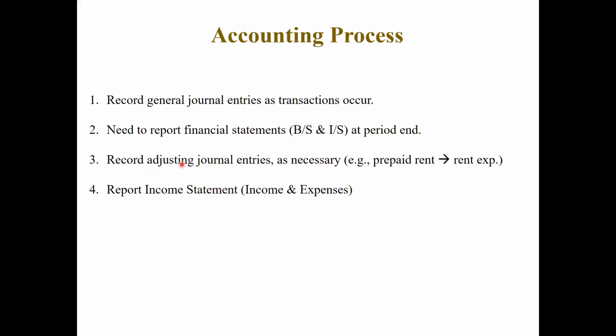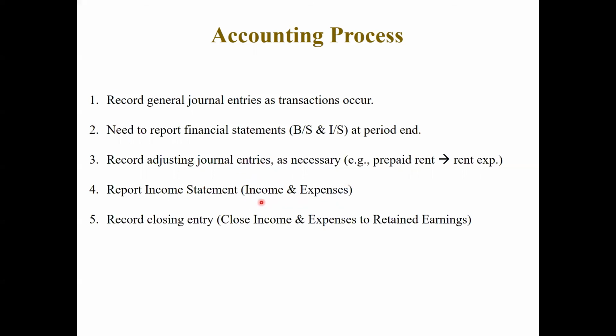Step 4 is now you're ready to report an income statement. Because you've done these adjusting journal entries, all of your income and expenses are correct now, and you can just report them on your income statement. Your income statement has income minus expenses, and then that equals net income. So that's step 4. Step 5 is to record a closing entry.